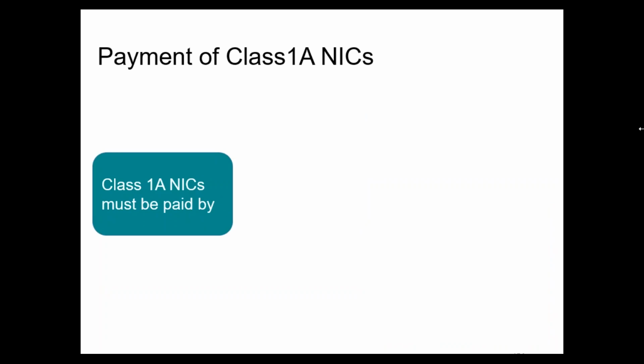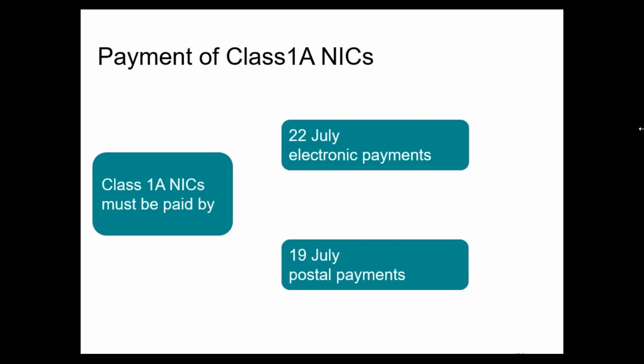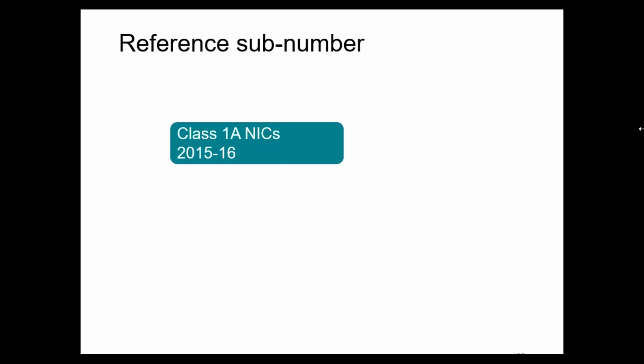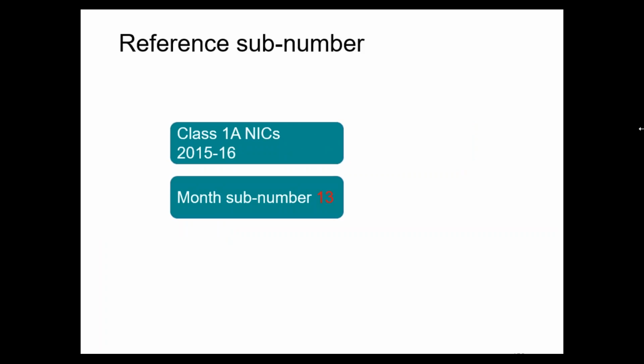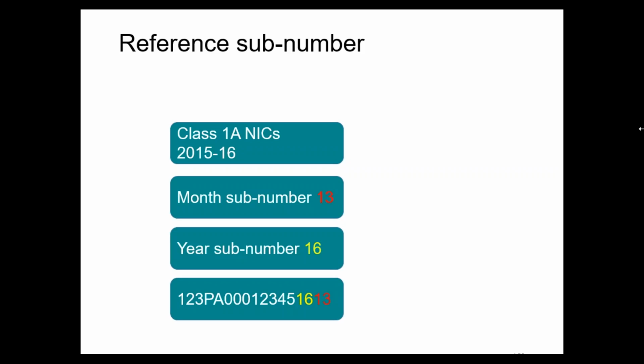Now, Class 1A National Insurance has to be paid to HMRC by the 22nd of July each year for the previous tax year. That's if you're paying electronically. If you pay by post, then it's by the 19th of July, a little bit earlier. You'll need to let HMRC know that the payment you're making is for Class 1A, and you do this by using the sub-number 13. Month sub-number 13 is only used for Class 1A National Insurance. So if you were making a Class 1A payment for the 2015-16 year, you would use the sub-number 1613.